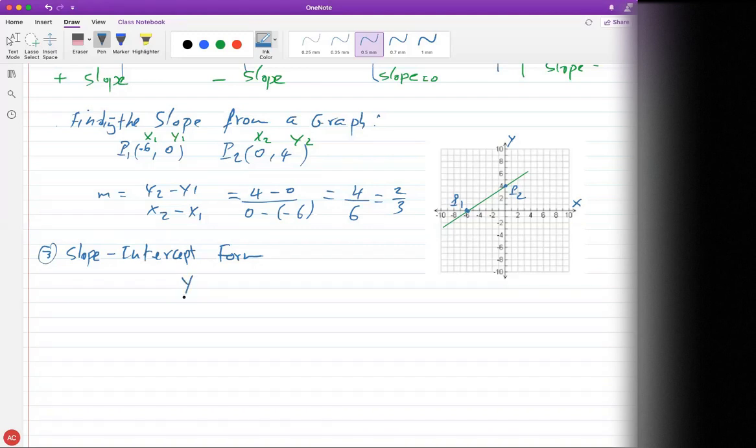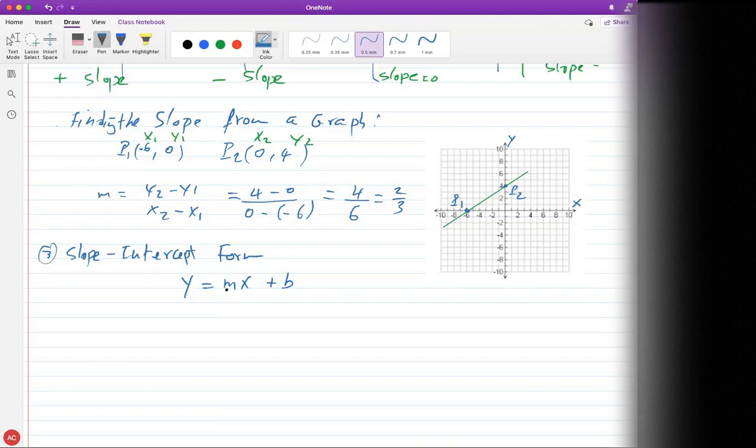This is named after the fact that it has slope and something called intercept in it. For example, y = mx + b. This is the slope-intercept form. The reason we call it so is because it gives us the slope, m here, so we don't have to calculate it. If you have an equation like this, you can easily read the slope.